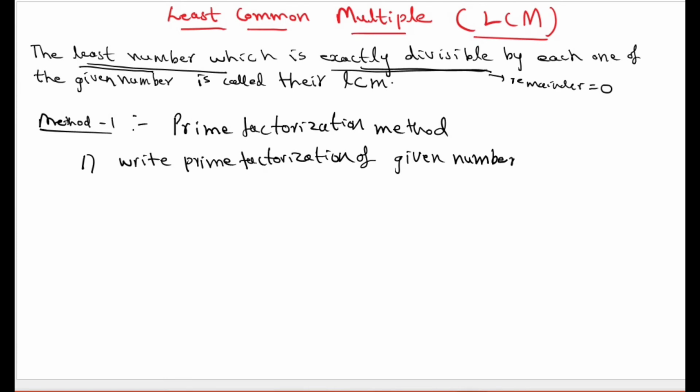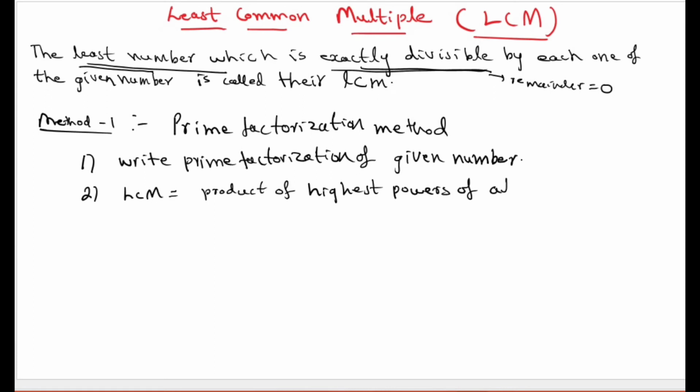Then second step, LCM is equal to the product of the highest powers of all the factors. Just to remember the rule, to find the LCM of any given numbers by the prime factorization method, first you need to write the prime factorization of the given numbers. Then the second step is LCM is equal to the product of highest powers of all the factors.